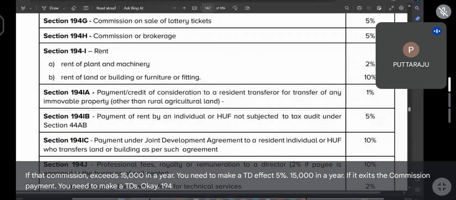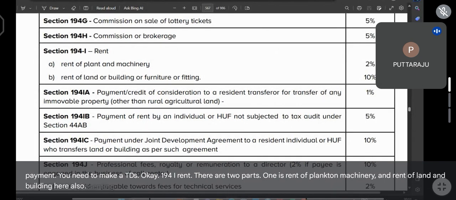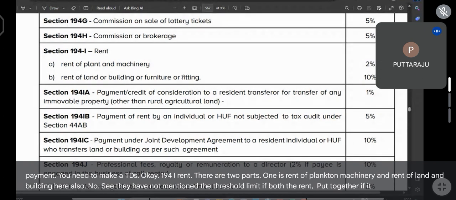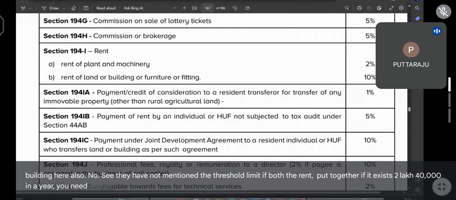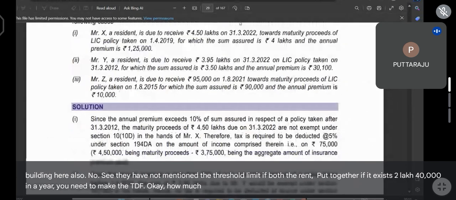194I, rent. There are two parts. One is rent of plant and machinery and the other is rent of land and building. Here also they have not mentioned the threshold limit. If both the rents put together exceed 2,40,000 in a year, you need to make the TDS. Okay. How much? 2,40,000.